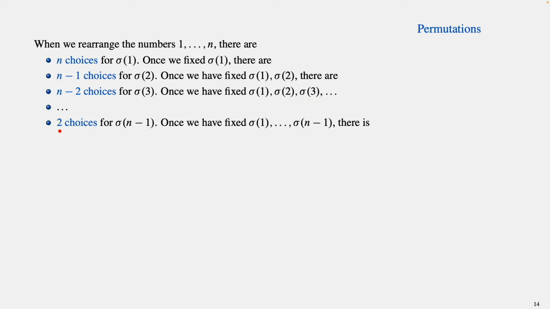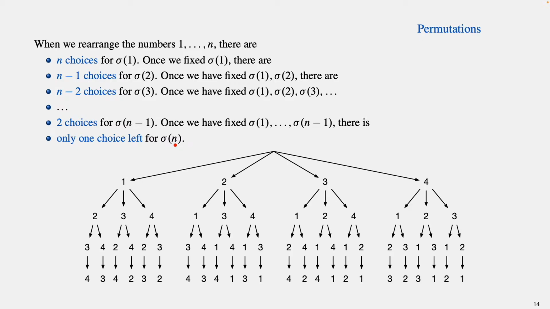So eventually there are 2 choices where we can place the next to last number n minus 1. And once we've fixed the positions for 1 up to n minus 1, we are left with only one choice where we can move the last number n. So the value for sigma n. I illustrate this here in this little tree where we have the numbers 1, 2, 3, 4, so n equal to 4. And each level in the tree indicates one choice we make here.